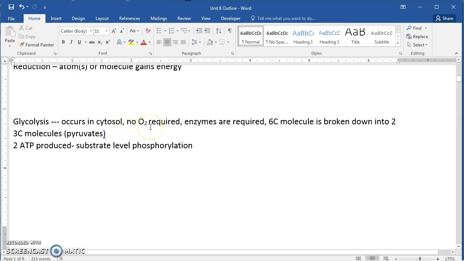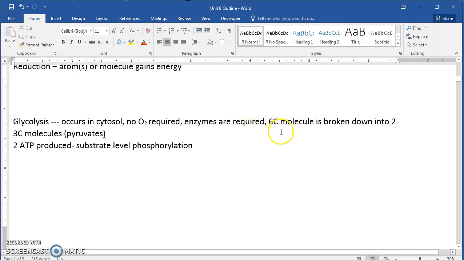Some scientists incorrectly describe glycolysis as anaerobic respiration. That is incorrect. Anaerobic respiration is something completely different. But it can occur anaerobically. It does not require oxygen. It can occur in the presence of oxygen or in the absence of oxygen. Enzymes are required. I don't name all those enzymes, but if you're doing a thesis on aerobic respiration or some part of it, you'd want to know those enzymes. That would become important, but for what we're doing, it's not.